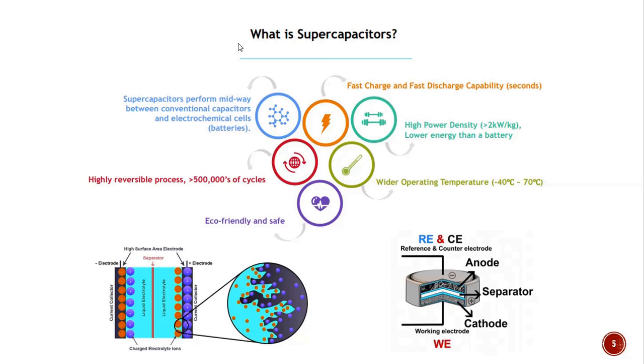A capacitor has very high power density and batteries have very high energy density. So the supercapacitor is intermediate between them, and they are highly reversible, like they have very high cycling stability, sometimes more than 500,000 cycles, and a supercapacitor can operate down to minus 40 degrees centigrade, which is very good for supercapacitors.